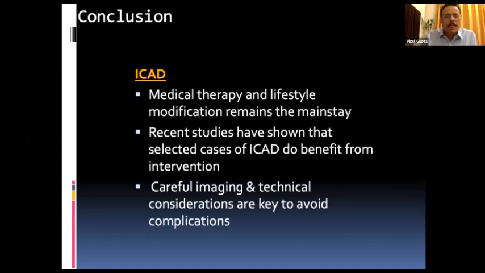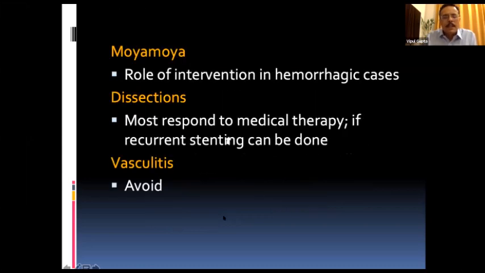with vasculitis. So I want to conclude by saying that medical therapy and lifestyle modification remain the mainstay in ICAD. Recent studies have shown that selected cases of ICAD do benefit, and we can reduce the complication rate by careful imaging and technical considerations and by waiting for a week. It is a pretty safe procedure in those cases. In Moya-Moya, there is a role of intervention in hemorrhagic cases. In dissections, most patients will respond to medical therapy, but very unusually, if there are recurrent attacks, then stenting can be done. In vasculitis, we like to avoid any interventions. Thank you.